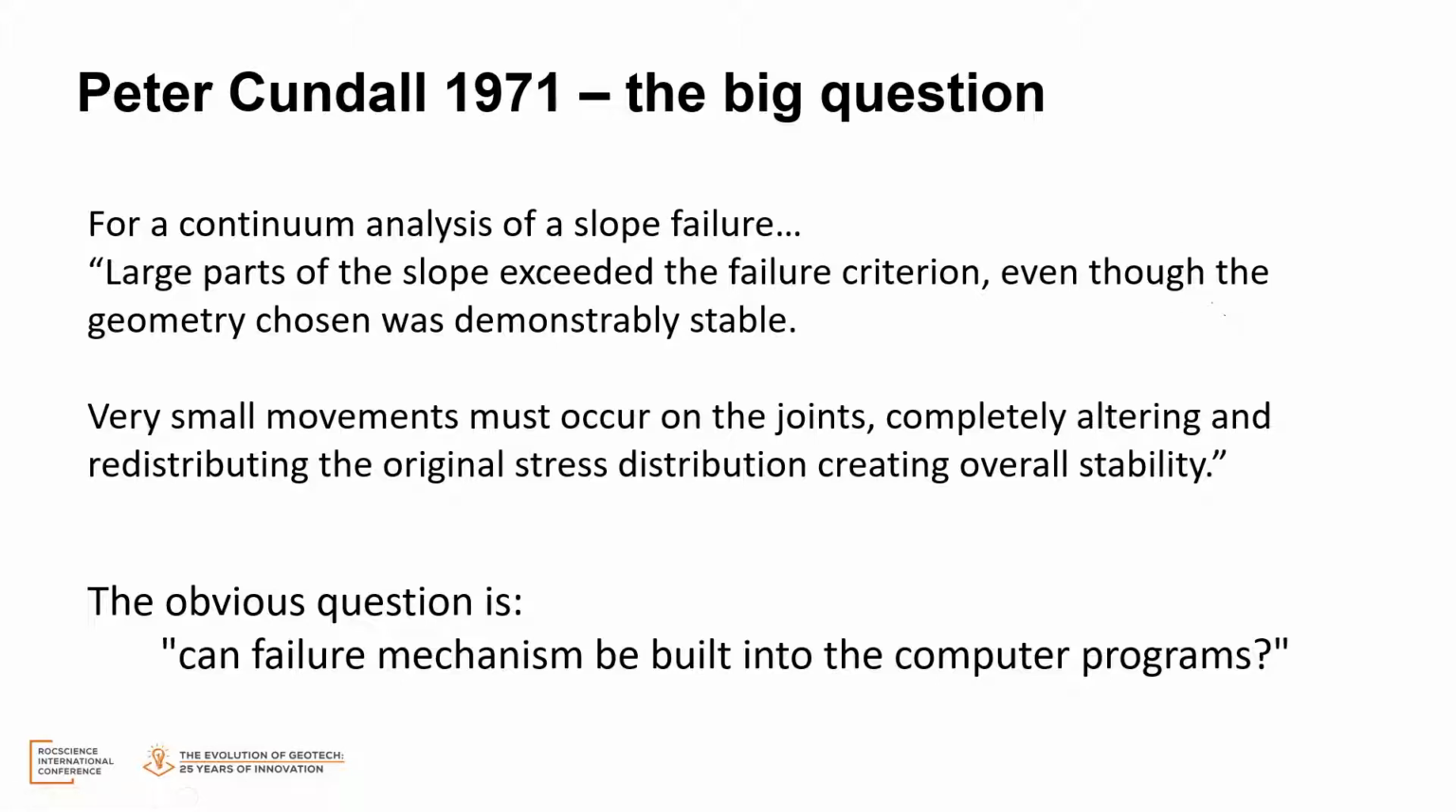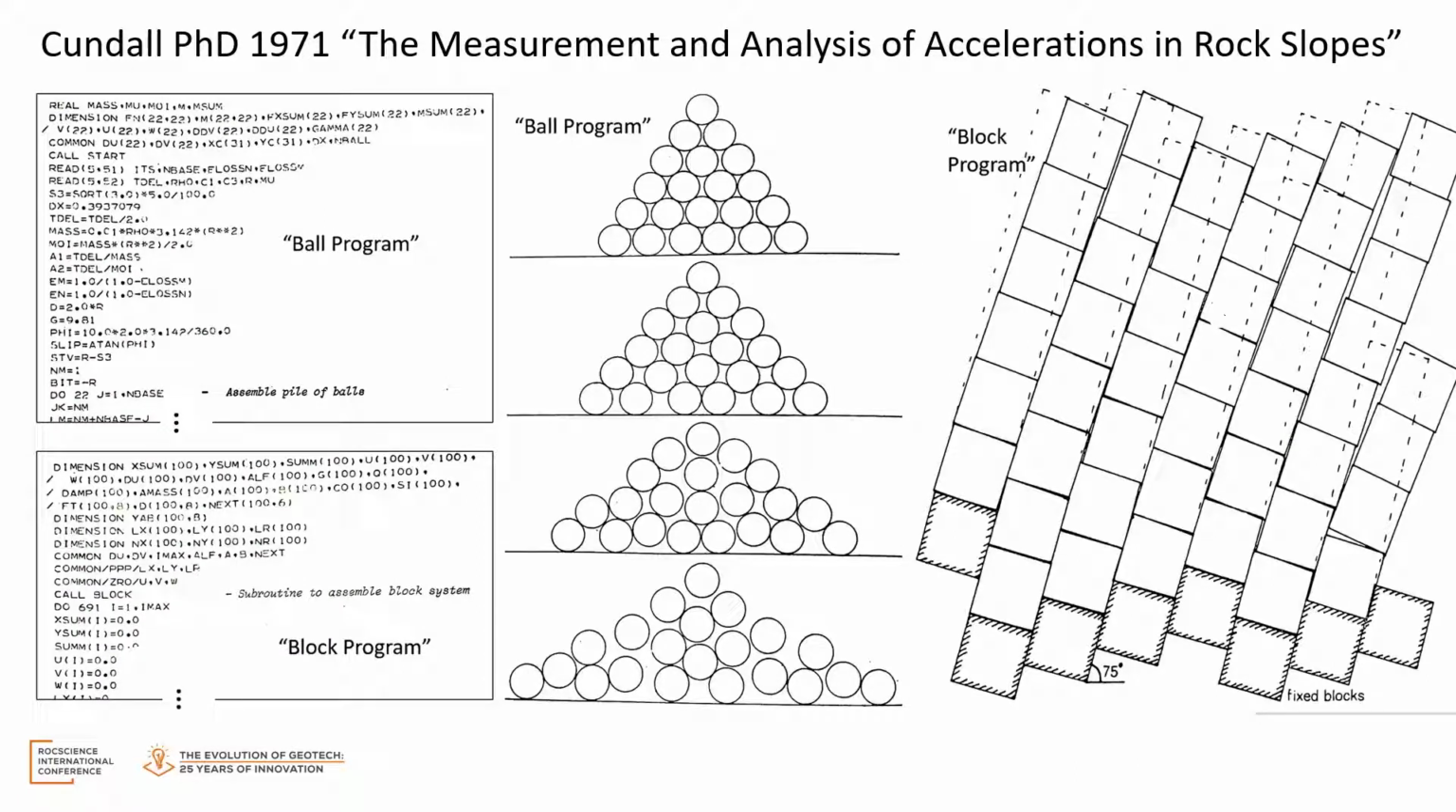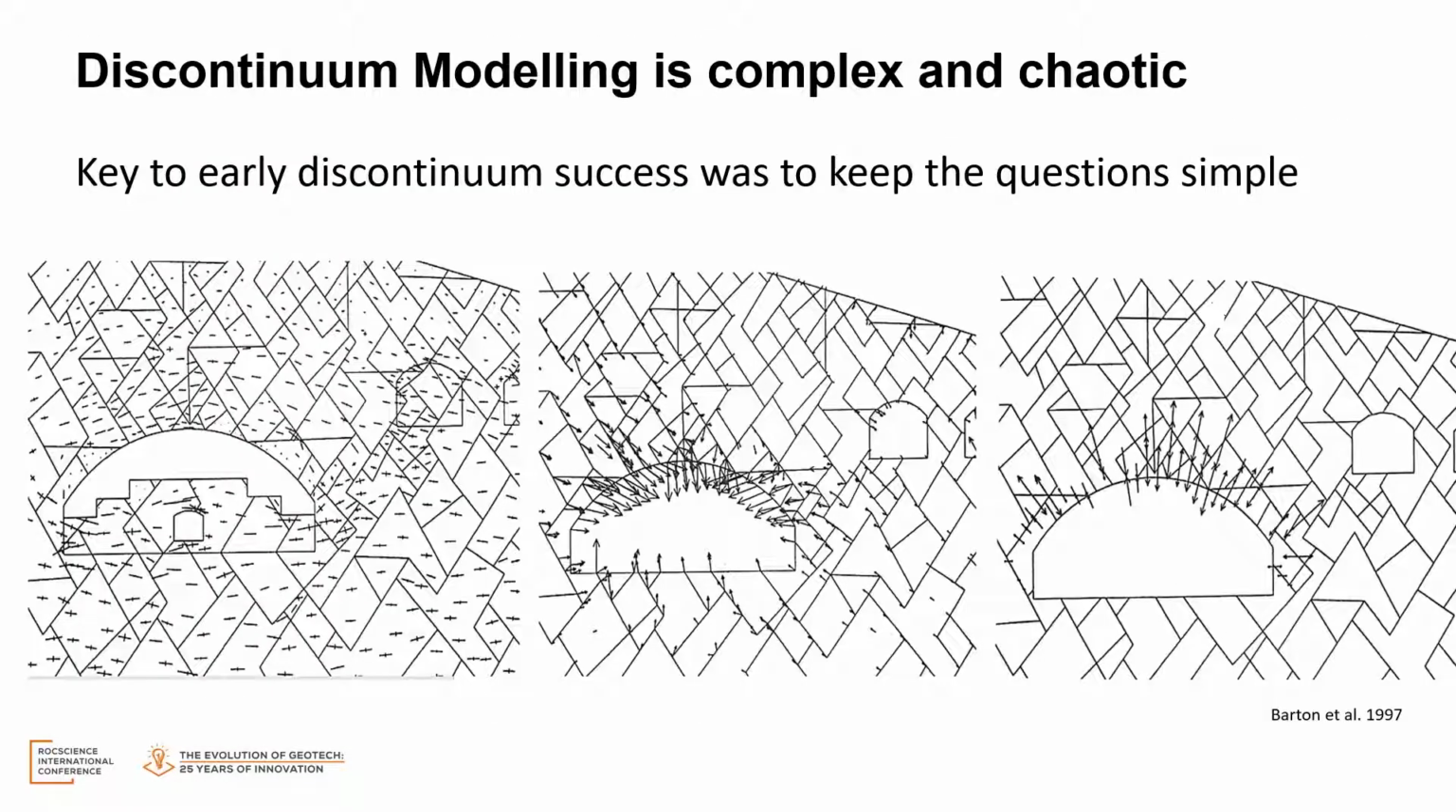He concludes that very small movements must occur on the joints in the real situation, completely altering and redistributing the original stress distribution, creating an overall stability. And the question he asks at that time in 1971 was, can failure mechanisms be built into computer programs? And in the appendices of a PhD written about slope stability, you will find the original source code for the ball program and the block program, which we now know of as PFC and UDEC.